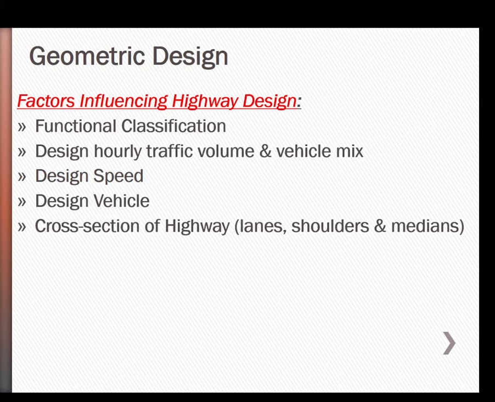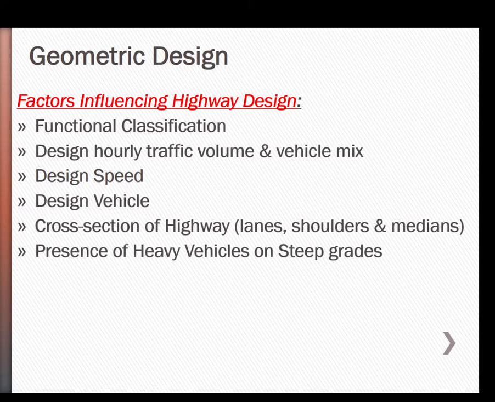Then comes the cross section of the highway, and this is part of our design, but we want to figure out how many lanes, how many shoulders and medians. These are different components in the highway we have to decide when we design it, and it all comes from what kind of highway it is, the functional classification of that highway. If you have steeper grades with heavy vehicles, then the functional classification will be a little bit different, and everything else that comes from functional classification will also be different.